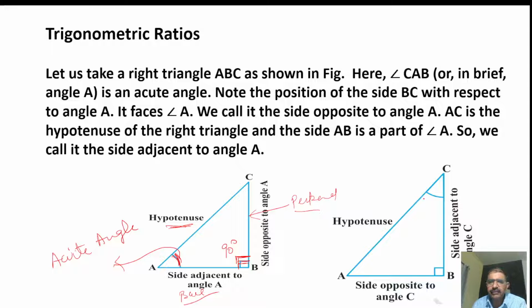Now in the same triangle, if I consider this as my acute angle, then as we have discussed, just opposite to this will now become the perpendicular. And 90 degrees is made here, so this will be the base, adjacent to this angle, that's why we call it base. And the side just opposite to this 90 degrees is known as the hypotenuse. So that we have to keep in mind while we calculate the trigonometric ratios.